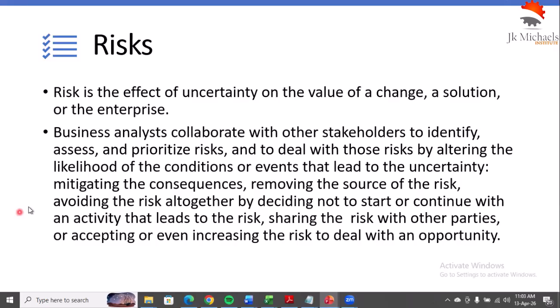Now, let's look at the word risk. The risk is the effect of an uncertainty on a change, a solution, or the enterprise. Now, risks are uncertainties, right? Risks are uncertainties that would have an effect on the goals and the objectives of an organization, of a project, of a solution, and an enterprise.